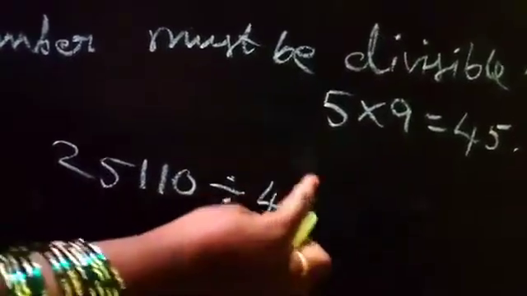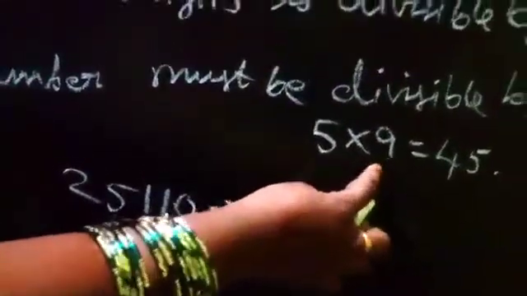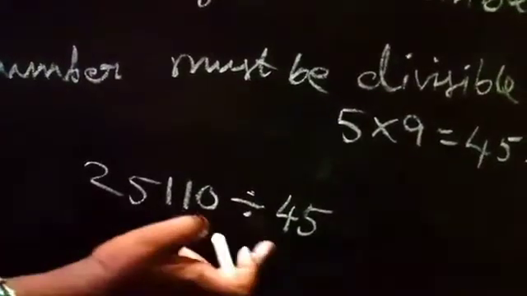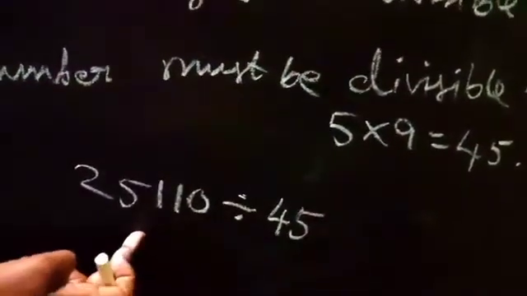because 45 has factors 5 and 9. So in both tables this number is dividing. That's why the 45 table also it will be divisible.